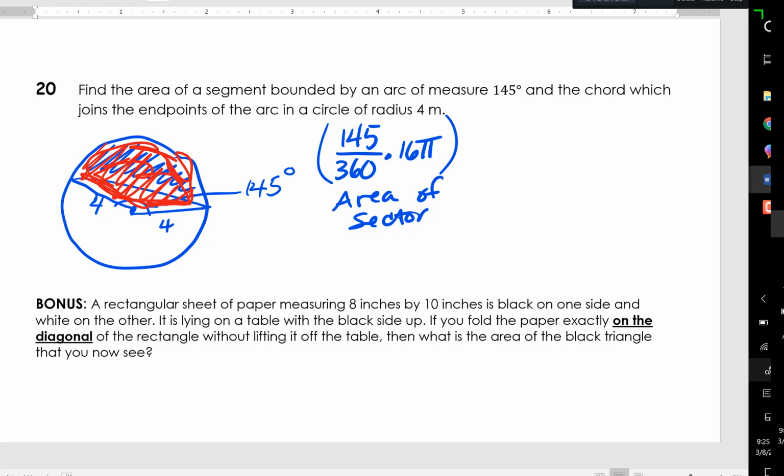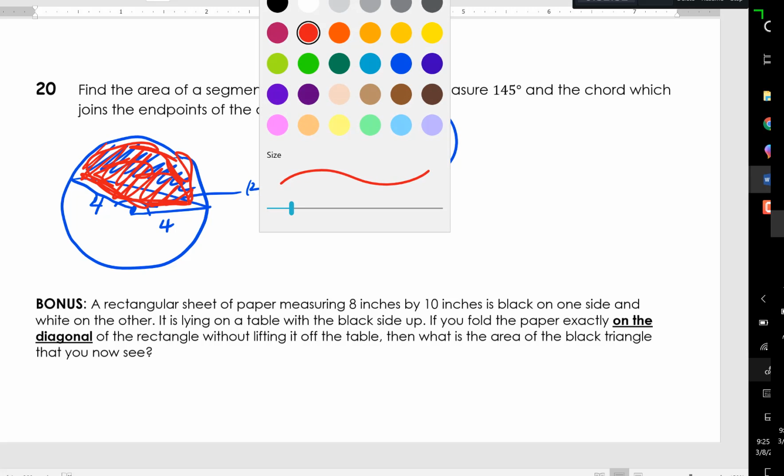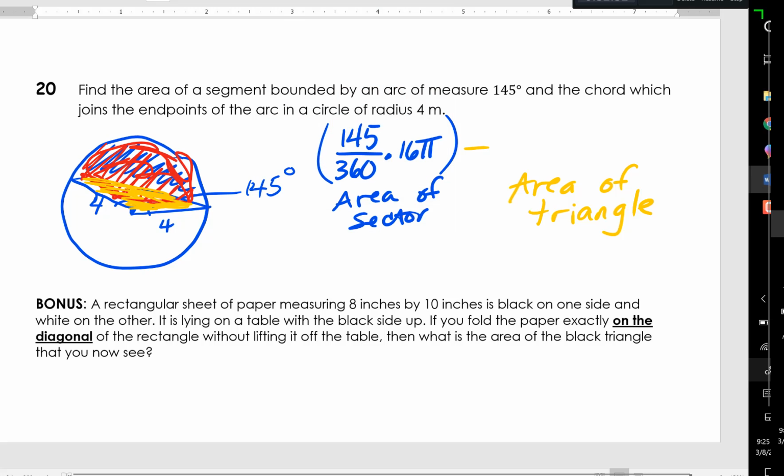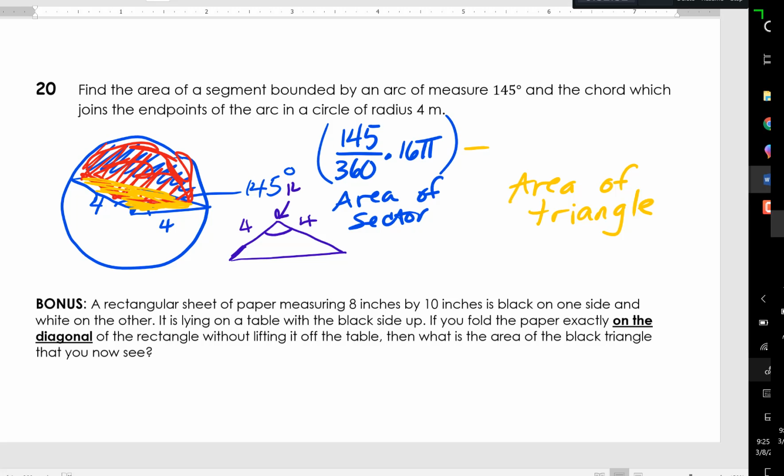All right, now we need to subtract the area of the triangle, so we'll just have the area of the segment. So we're going to take away the area of this triangle. So minus the area of the triangle. Okay, so there's more than one way to find the area of this triangle. I'm just going to go ahead and redraw it because it's kind of hard to do it on the circle. So you've got an isosceles triangle whose equal sides are 4. And then you've got this 145-degree angle here.